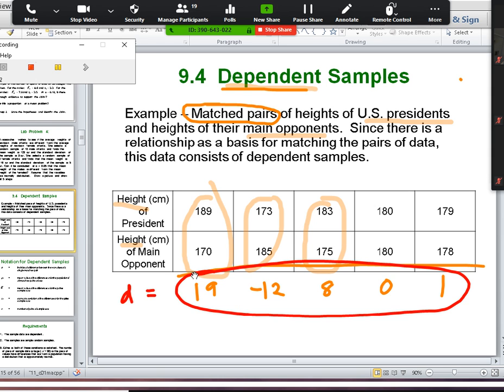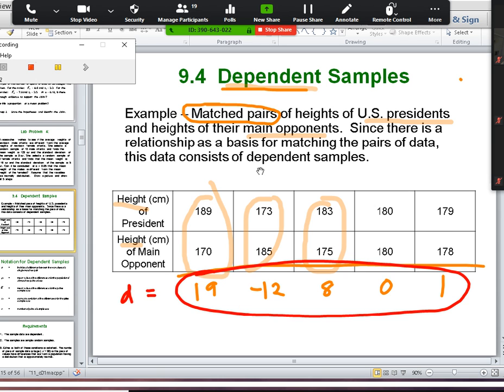So all you have to do is subtract them. Take the first one, subtract the second one. So 189 minus 170, 19. Subtract these, I get negative 12. Subtract these, I get 8. Subtract these, 0. And subtract these, I get 1. Then, once I do that, it's just a one sample t-test on these numbers here. It's just like we did in chapter 8. It's not any different at all. So once we subtract them, then we're just doing a one sample test on these numbers. That's it. Super straightforward. It's just adding one layer, which is subtracting them first.